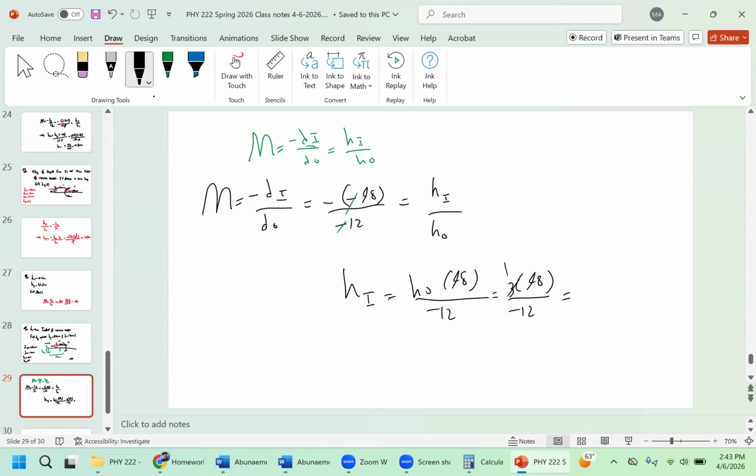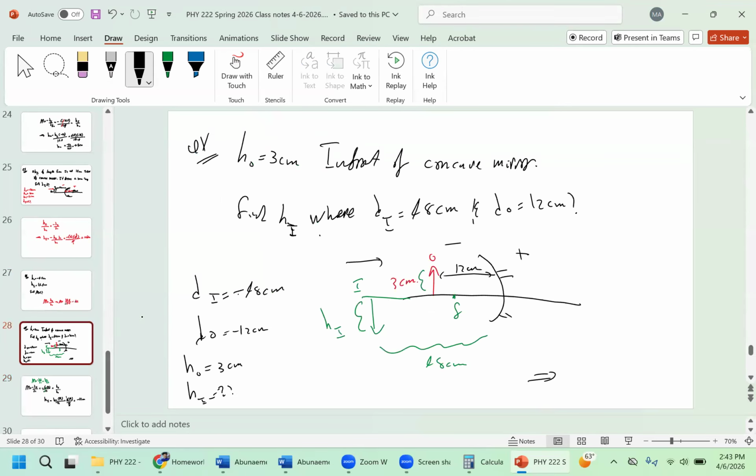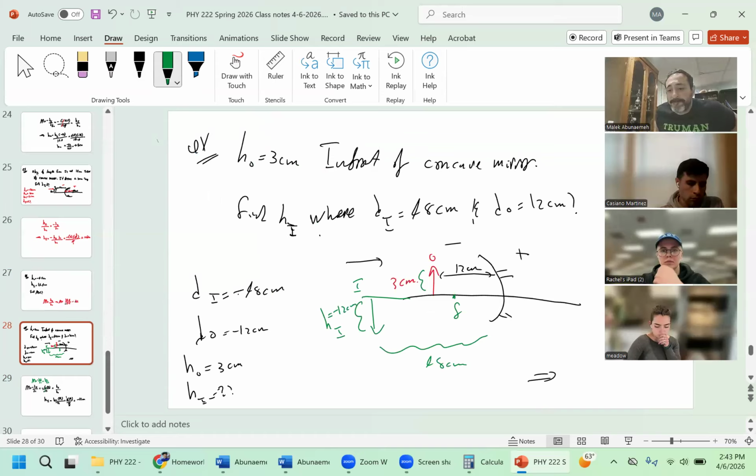Divided by 3, you get 1. Divided by 3, you get 4. 48 divided by 4 is going to be negative 12 centimeters. So your image is inverted and is going to equal minus 12 centimeters. Are you with me so far?